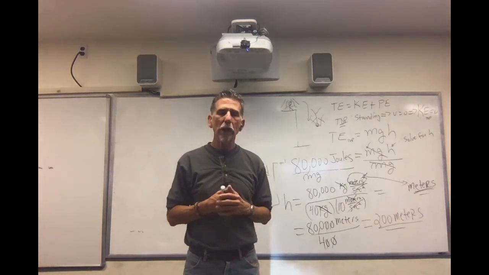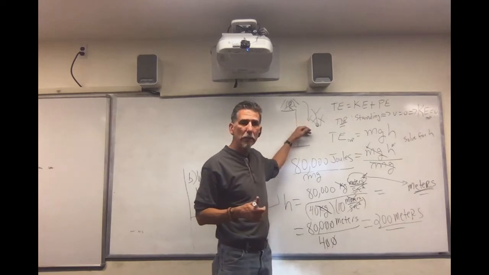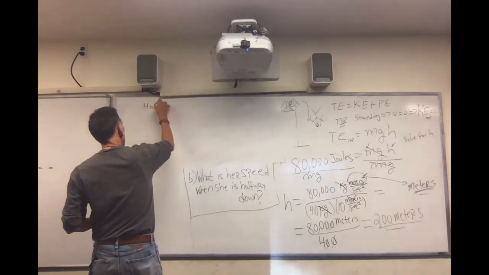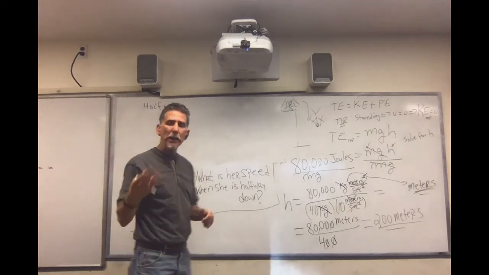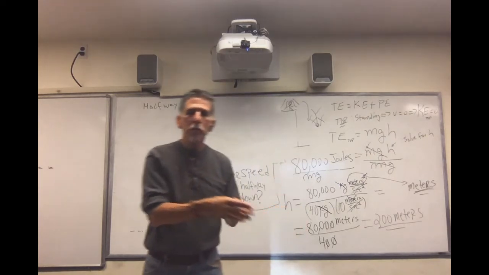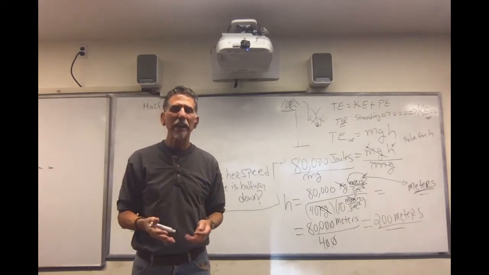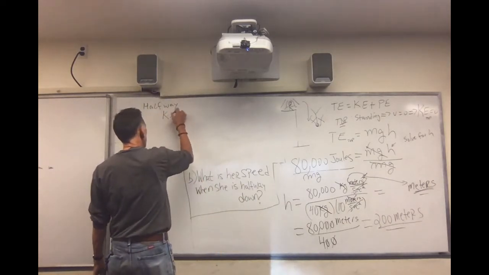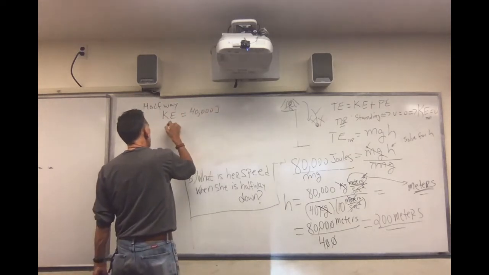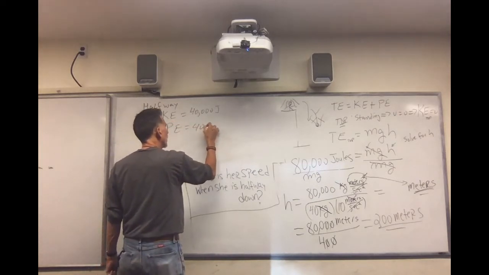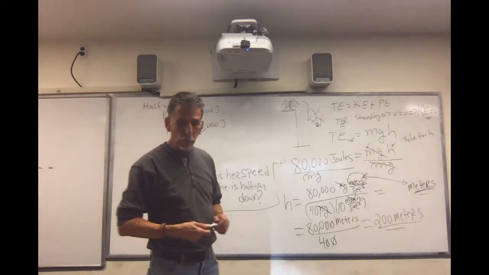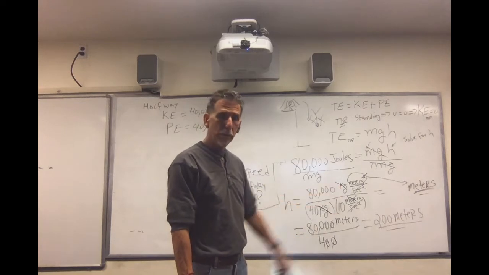Okay? So what changes? Well, when she's halfway down, does it make sense, is this logical to you, that half of her energy will be kinetic and half will be potential? So if her total energy is 80,000, does it make sense that her kinetic energy is 40,000 joules, and her potential energy is also 40,000 joules? What does it add up to? It adds up to 80,000. Halfway, half her energy is kinetic, and half her energy is potential.